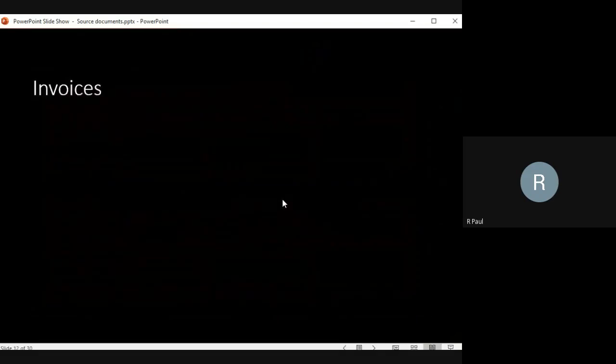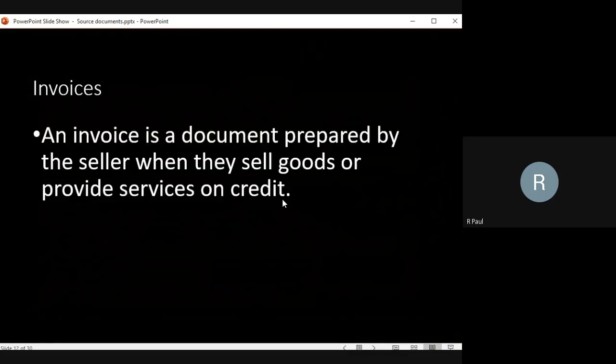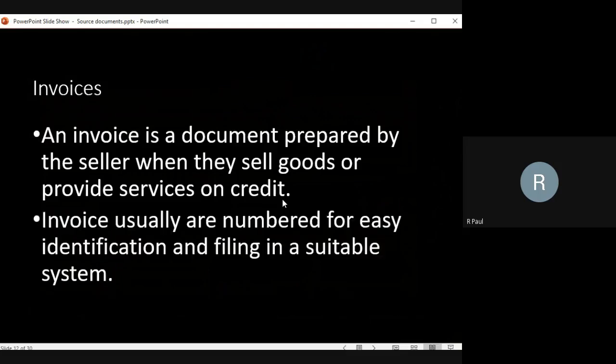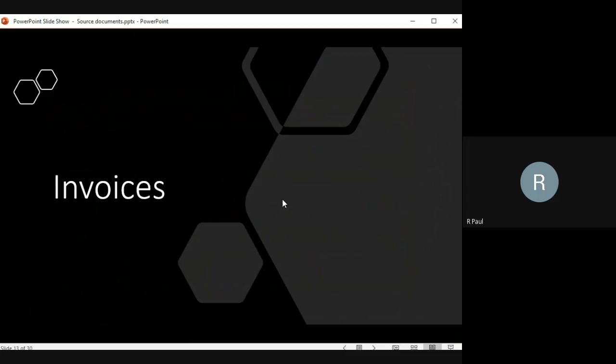Next up, we have invoices. Now it says here, an invoice is a document prepared by the seller when they sell goods or provide services on credit. Invoices usually are numbered for easy identification and filing in a suitable system. So we're going to look at invoices. There are two types of invoices we're going to look at: invoices sent and invoices received. First up will be invoices received.